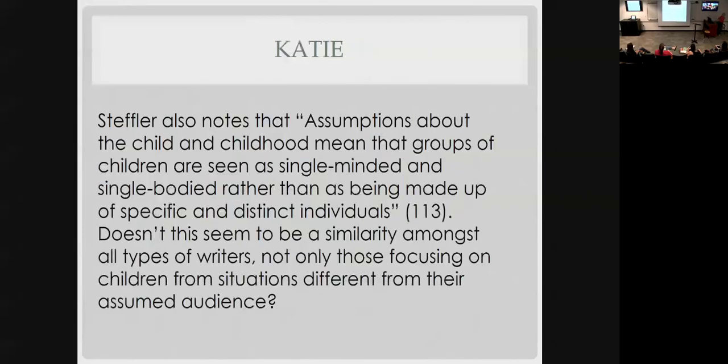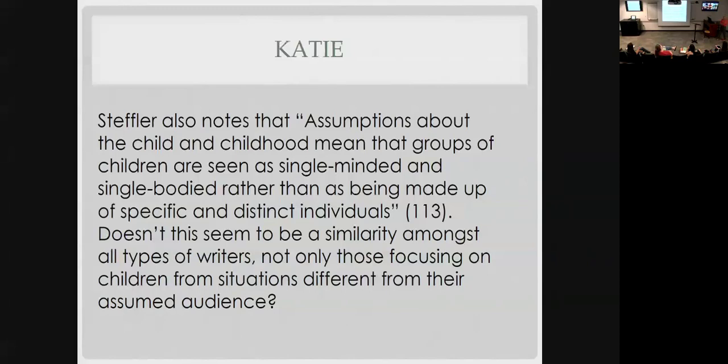Katie, there you are, just in time. Steffler also notes that assumptions about the child and childhood mean that groups of children are seen as single-minded and single-bodied rather than as being made up of specific and distinct individuals. And that's talking about that universal child. Doesn't this seem to be a similarity amongst all types of writers, not only those focusing on children from situations different from their assumed audience? So you want to speak to that, Katie?